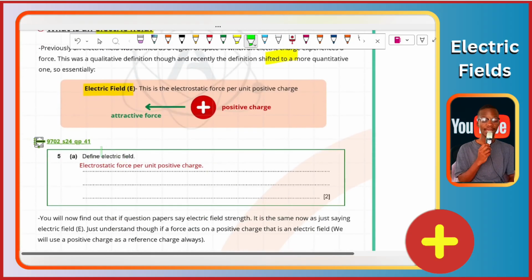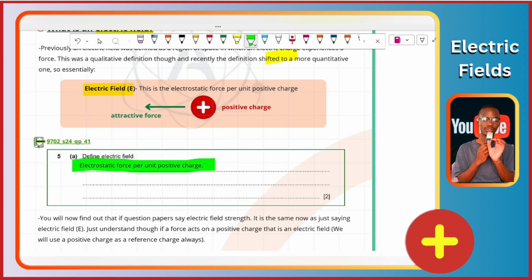So questions can ask you, hey, define electric field, right? You define it as the electrostatic force per unit positive charge. Right, so that's the definition that we're going to be using throughout all of our calculations, right? The electrostatic force per unit charge. We're not going to say it's a region of blah, blah, blah. We're just going to say an electric field is the electrostatic force per unit charge, right?